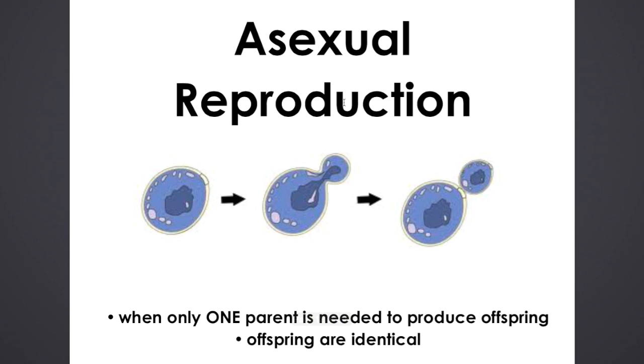There's also asexual reproduction. Asexual reproduction is when only one parent is needed to produce offspring, and the offspring are identical or exactly the same. So here you have one parent, and it's creating an offspring that is exactly the same or identical. This is asexual reproduction.